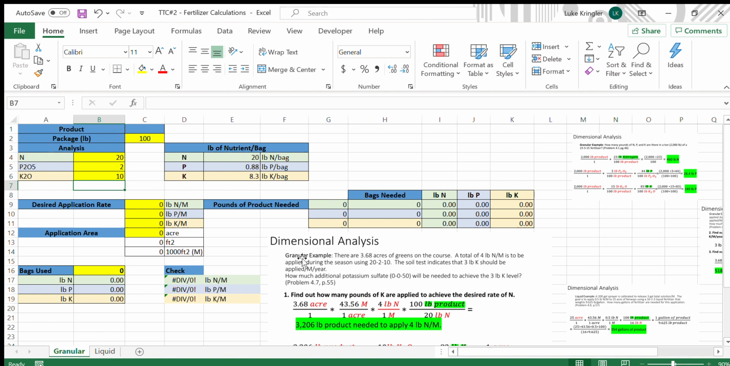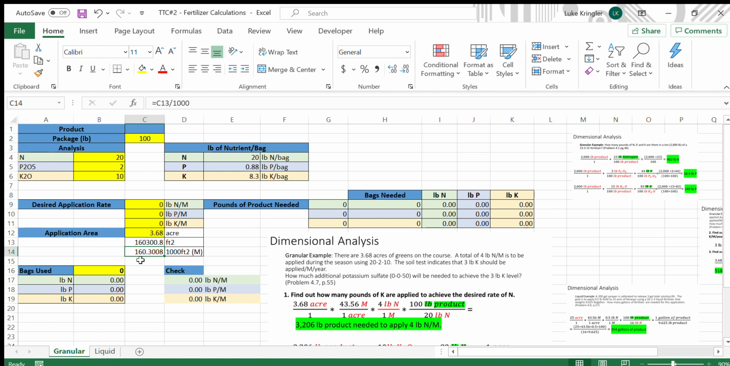Now, before we go and look at the potassium, what we need to find out is how many pounds of potassium are applied through the applications to apply the 4 pounds of nitrogen, right? So we're going to enter this part of the sheet now where we're going to look at application area. So in the problem it says our application area is 3.68 acres of greens.